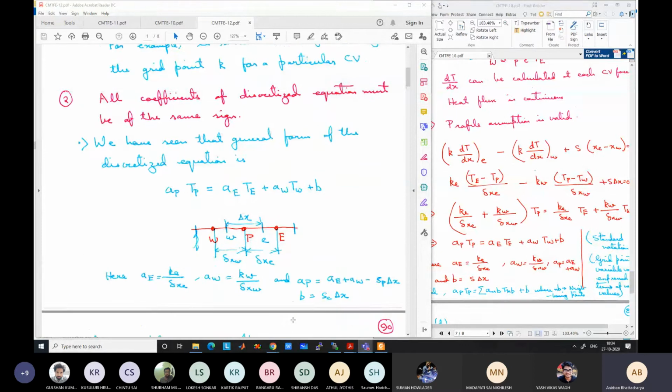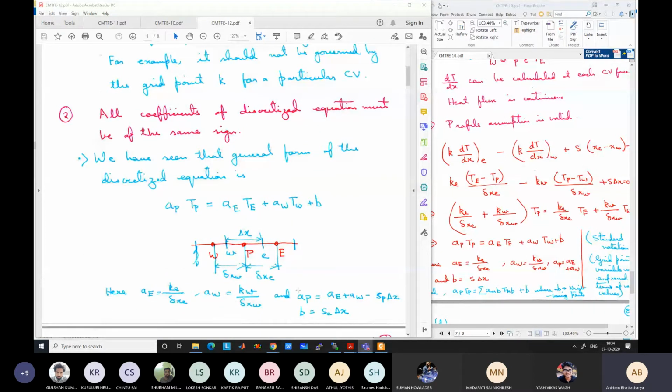Now if we have a linear source term, where this SP also is present, AP is now AE plus AW minus SP delta X, as we have seen in the previous class. So even in this case, it is better that we ensure AP is still positive, if AE and AW are always going to be positive. K is conductivity, it is going to be positive, and delta X is also going to be positive.